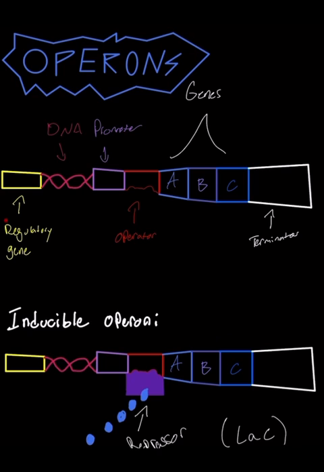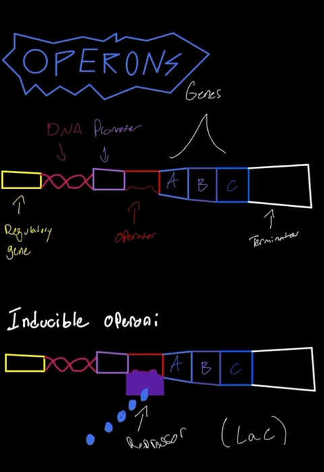When we're looking at an operon's structure, it can be fairly simple. You have a regulatory gene, you have your DNA, you have your promoter, you have your operator, you have your genes that are going to get expressed later, and then you have your terminator. The regulatory gene is going to code for a repressor, which I'll talk about in a second. You have your DNA.